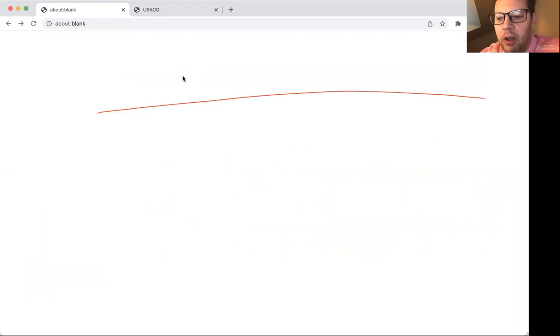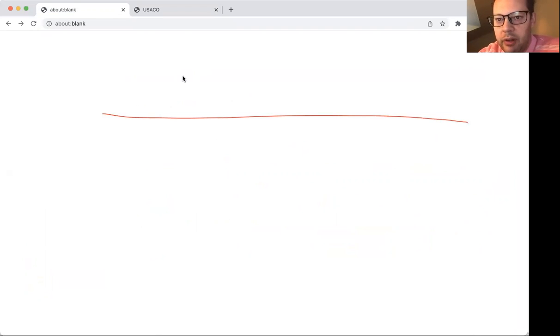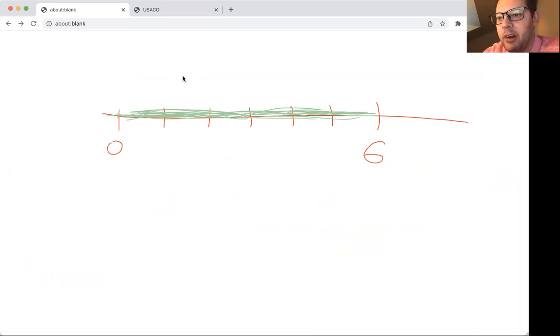Let's see here, I'm going to draw a number line. Let's do 0, 1, 2, 3, 4, 5, 6. Okay, so if you've done the bronze problem, there's a bronze version that's kind of similar to this, then you probably are familiar with this particular caveat. But if not, there's a particular issue when trying to figure out how to place cows.